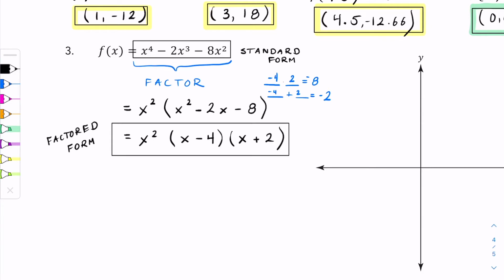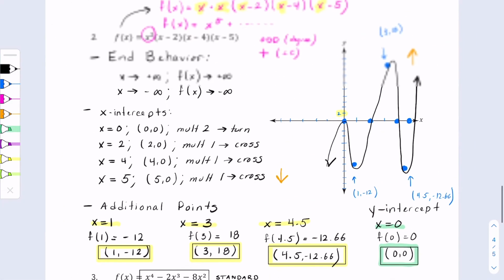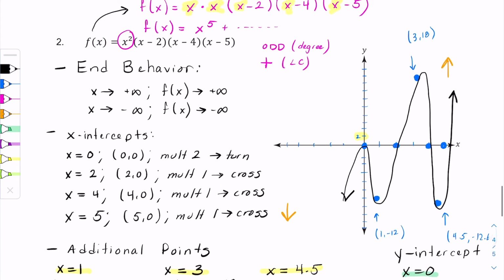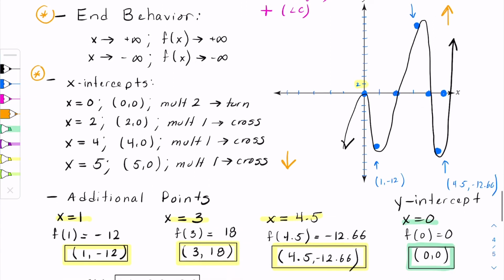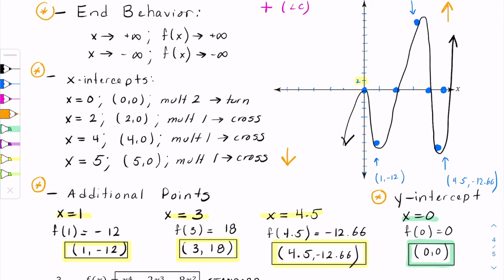Okay, I'm going to follow the same order that we did in the previous problems. So last class what we did was we started off looking at end behavior. Then we looked at x-intercepts. Then we found additional points between the x-intercepts, and we also found the y-intercept. Okay, you don't have to follow that order exactly. I tend to always go in the same order. You just have to make sure you have all these parts.